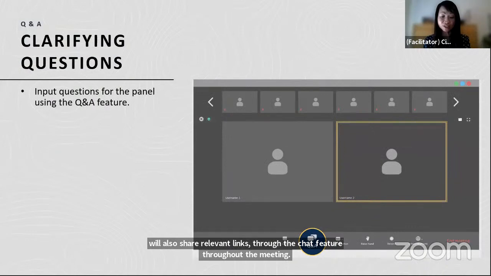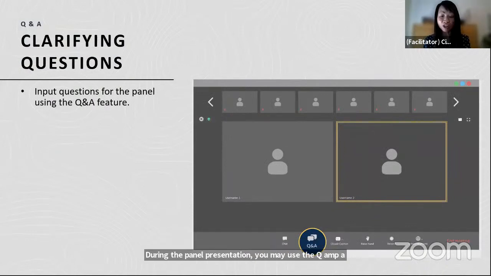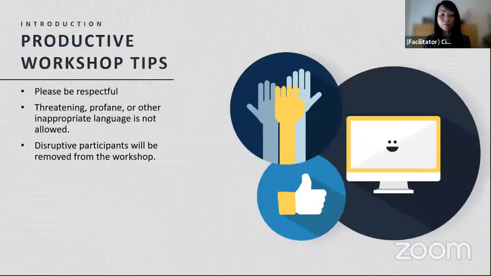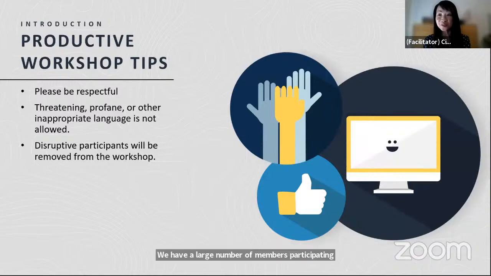During the panel presentation, you may use the Q&A function to send typed questions. The advisory panel will address a few clarifying questions, for instance, things you don't understand or hear, at the end of their presentation. We have a large number of members participating today, about 200 participants right now. So we invite you to please follow these guidelines for a productive meeting. Please be respectful to each other and to the workshop agenda and objectives. Threatening, profane, or other inappropriate language is not allowed. Disruptive participants will be removed from the workshop.